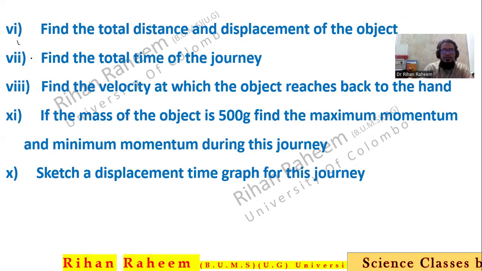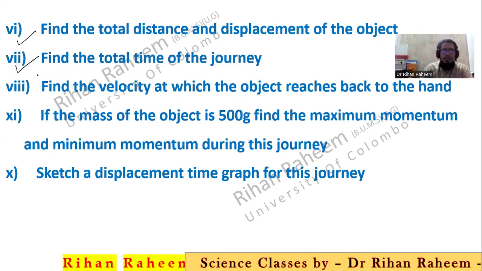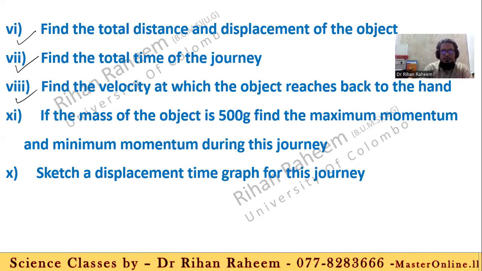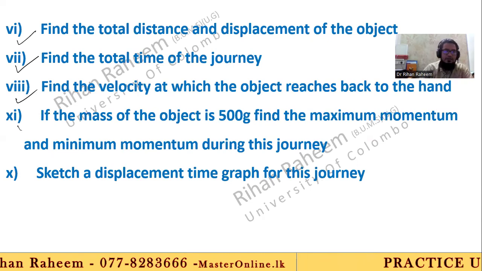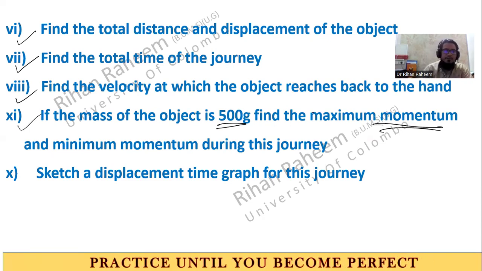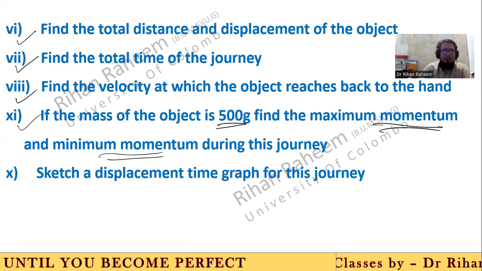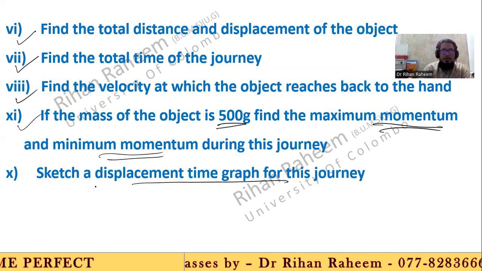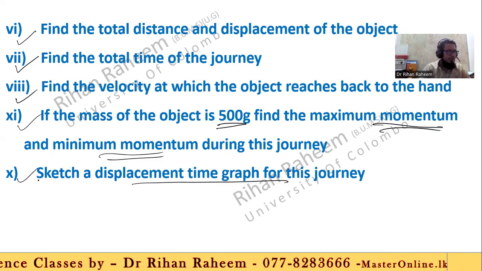Find the total distance and displacement of the object. Find the total time of the journey. Find the velocity at which the object reaches back to the hand. If the mass of the object is 500 grams, find the maximum momentum and the minimum momentum during this journey. Sketch a displacement time graph for this journey. We'll try to do as much as possible.